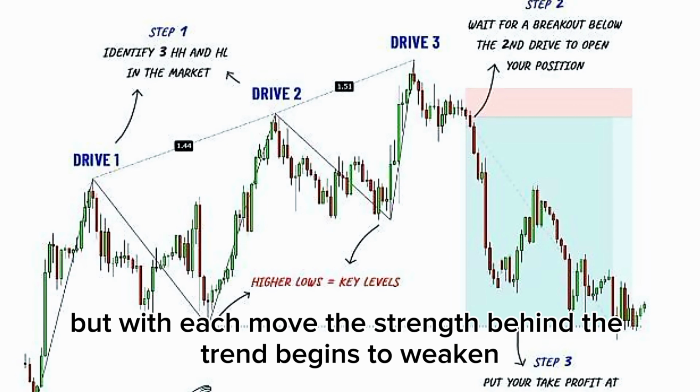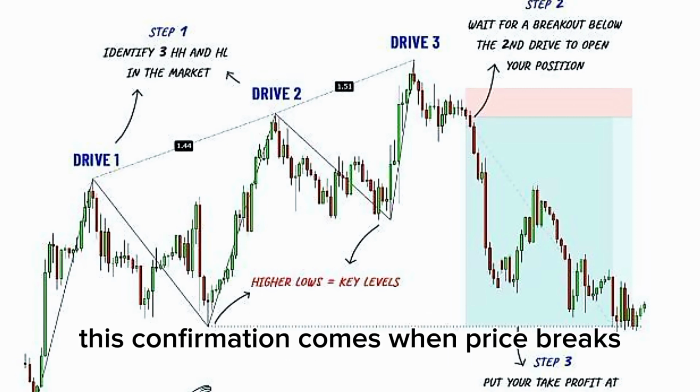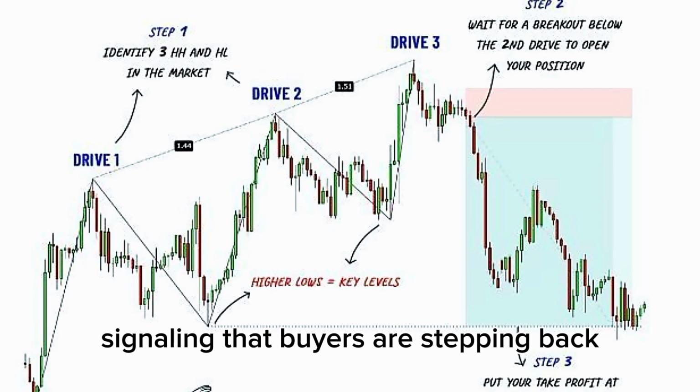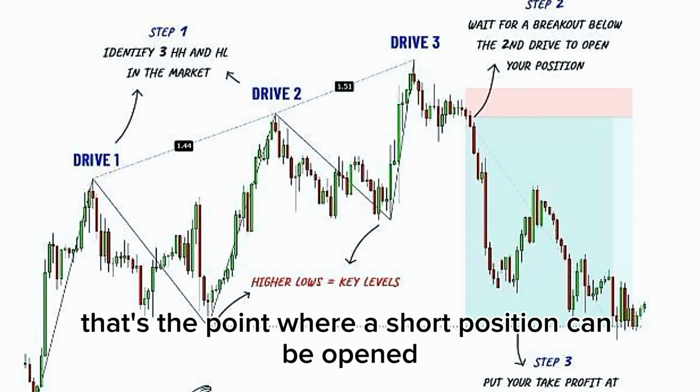Each of these drives shows the market pushing upward, but with each move, the strength behind the trend begins to weaken. After the third drive, traders look for confirmation that the pattern is complete. This confirmation comes when price breaks below the low of the second drive, signaling that buyers are stepping back and sellers are beginning to take control. That's the point where a short position can be opened.